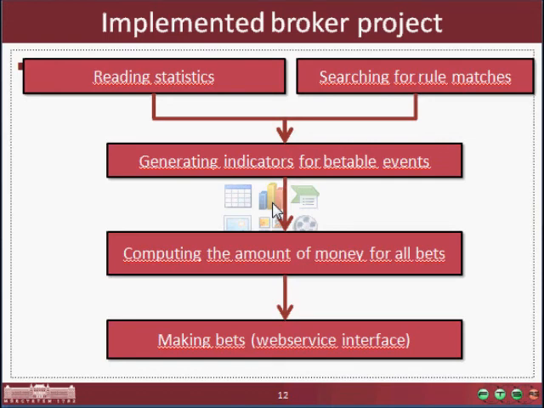The implemented broker project is as follows. First, we read the statistics and search for rule matches, which determines the indicators for the bettable events. Then we compute the amount of money for each bet, and then the bets are created using the web service interface of our portal.